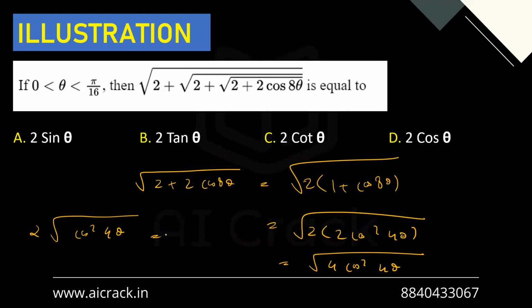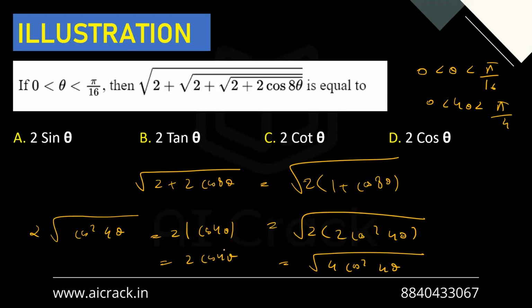Now this becomes 2 times mod of cos 4 theta. Based on the same logic, now we have to see if cos 4 theta is positive or negative, and based on that we'll be opening our modulus. So we have theta ranging from 0 to pi by 16. So 4 theta should be ranging from 0 to pi by 4, right? So basically it's in the first quadrant. 4 theta is in the first quadrant, and cos in the first quadrant is always positive. So this is always positive. So this comes out as 2 cos 4 theta, right?